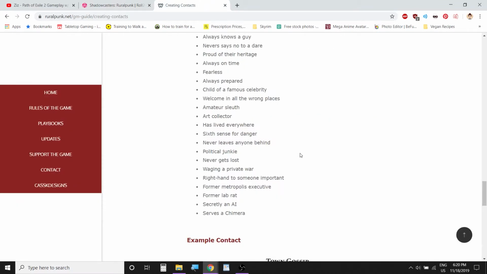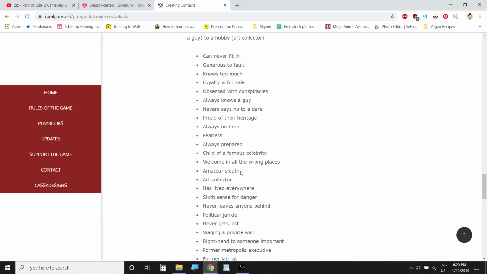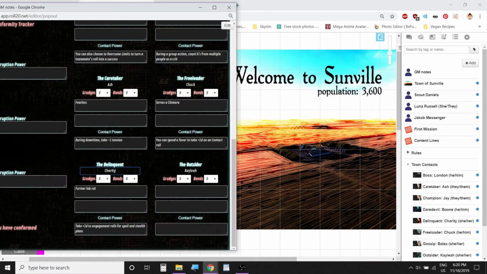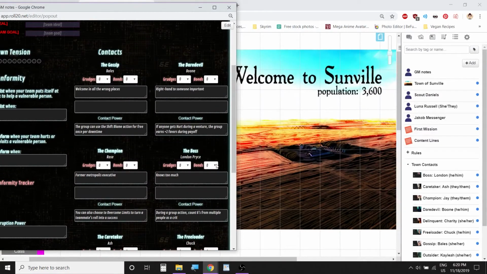So, I think our outsider is an amateur sleuth. That feels fun. She's probably sort of spying on the people in town, and she knows a little more about what's going on and is trying to figure it all out. So those are our first traits for everybody in town.